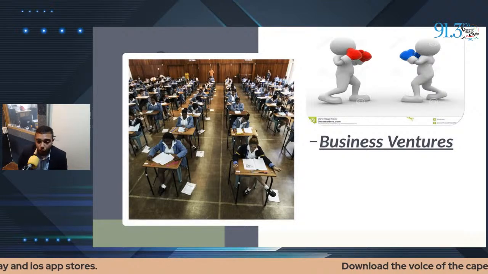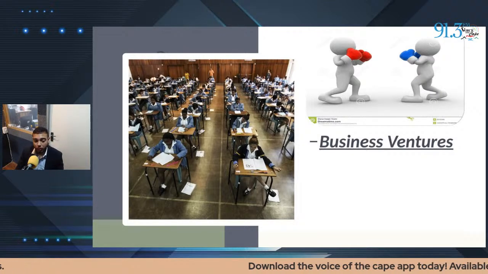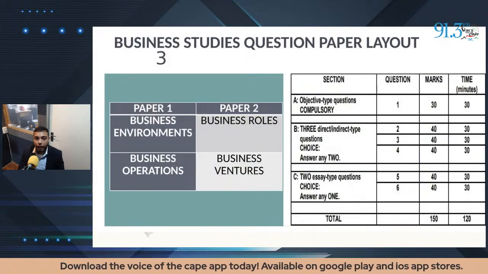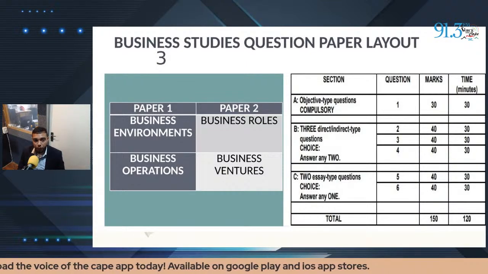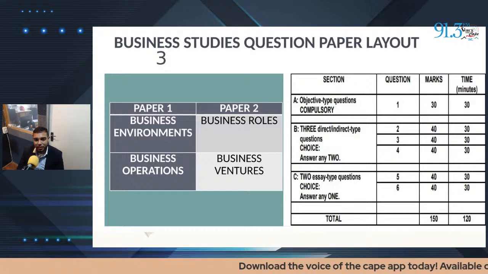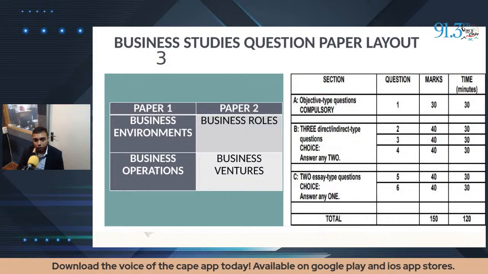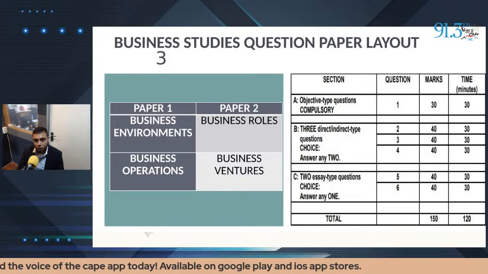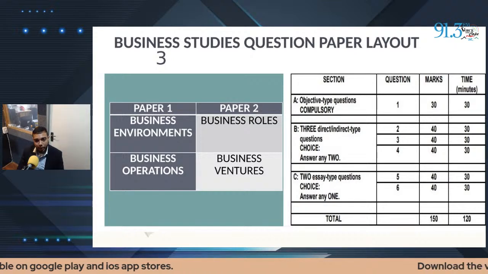It is one of 4 topics that we've been going over. This will be the last topic. Again, the paper layout, as before: we all know paper 1 is business environments and business operations. Paper 2 would be business roles and business ventures. As we said before, section A is compulsory. In section B, you have 3 questions, you get to choose 2. And then in section C, you have 2 essays, and you're going to choose one of them.